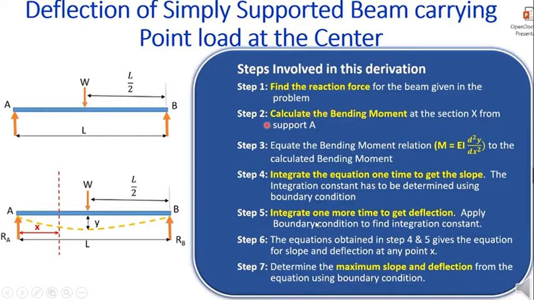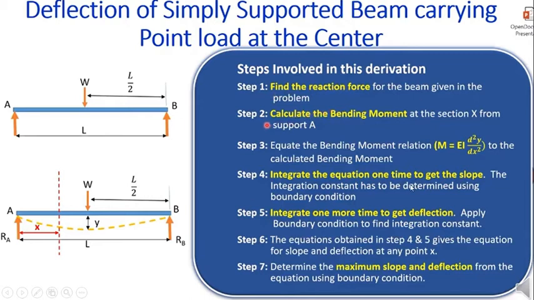Step 5, integrate one more time to get deflection. Apply boundary condition to find integration constants. Step 6, the equations obtained in step 4 and step 5 give the equation for slope and deflection at any point x.